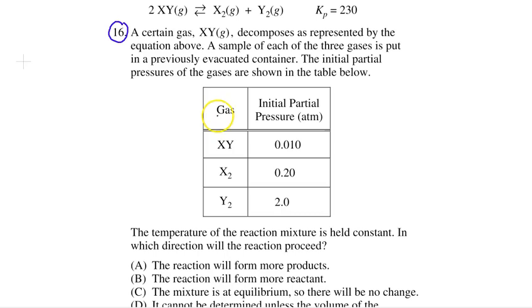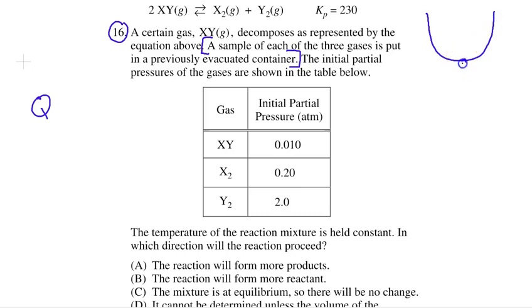A certain gas decomposes, as represented by the equation above. A sample of each of the three gases is put in a previously evacuated container. So they're putting these in before they get to equilibrium. That's a very important key here. By knowing that you're putting these samples in before you get to equilibrium, what we know is that these values could be calculated into a Q value, a reaction quotient. Now the temperature is held constant. In which direction will the reaction proceed?